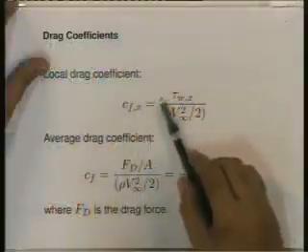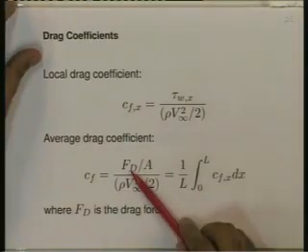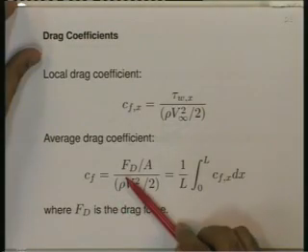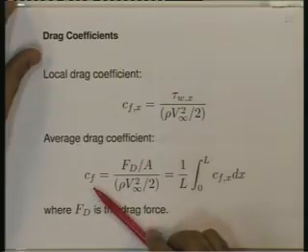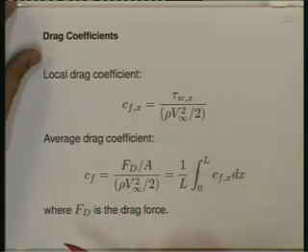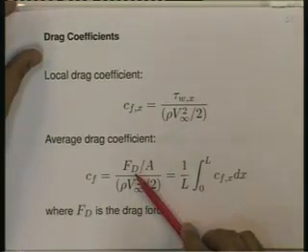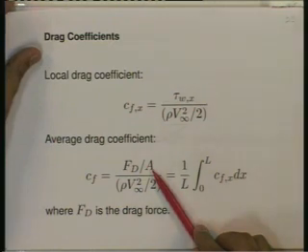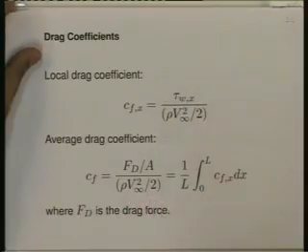In many practical applications, we are interested in the total drag force, for which we can integrate out the shear force along the length or along the surface and get the value of the drag force. Based on the drag force per unit area, we can define an average skin friction coefficient. The definition of the average skin friction coefficient would be the drag force divided by the area of the plate divided by rho V infinity squared by 2.